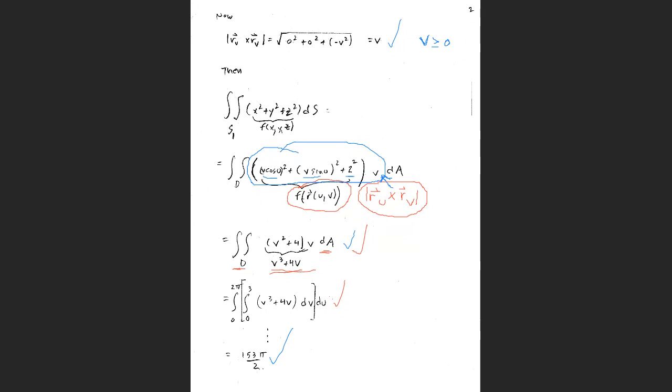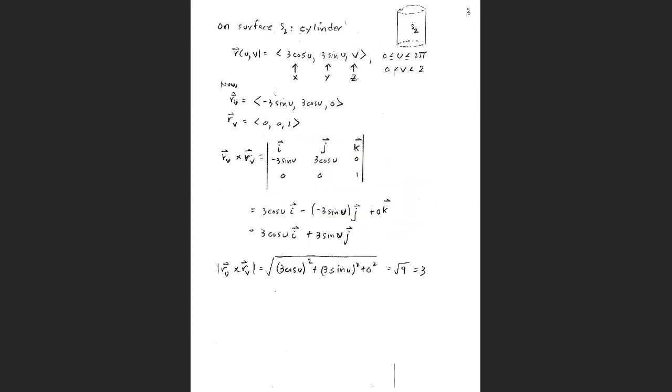Very good, Diedoff. So now we're going to do the surface integral for the cylinder. What do we have to do? We have to parameterize the cylinder. Now, I'll note the parameterization of a cylinder. It's a cylinder of radius 3.